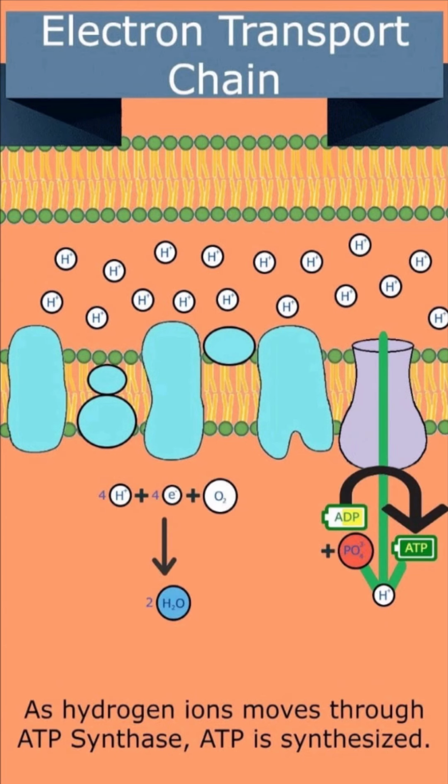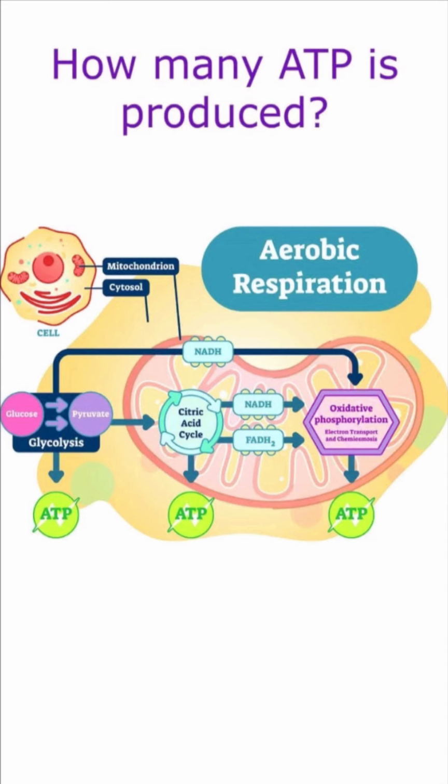To diffuse back into the matrix, hydrogen ions must pass through the enzyme ATP synthase. As it passes through, the enzyme will synthesize ATP. But different sources say that this process produces different amounts of ATP. Maybe we could just leave it as a range. Yeah, that'll work. Yay, we're done now.